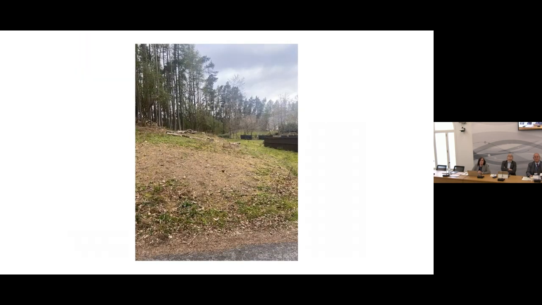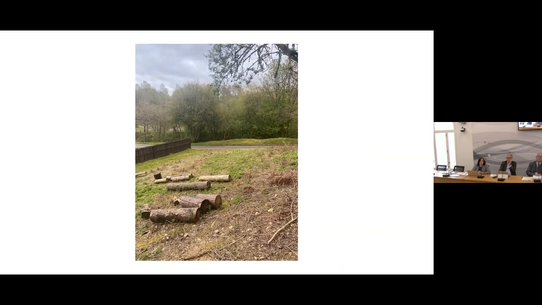Next slide, please. And then this is looking directly across the site from the access road to the back of the site, where you can see the change in levels and the trees towards the top of the site. And then this is looking from the site back to the access road, Legionen Road.